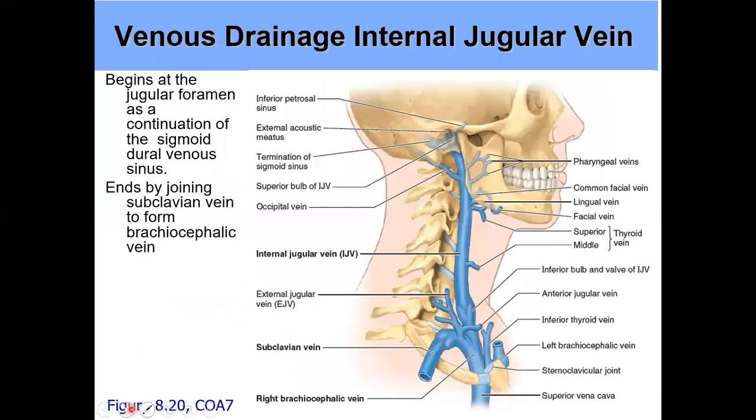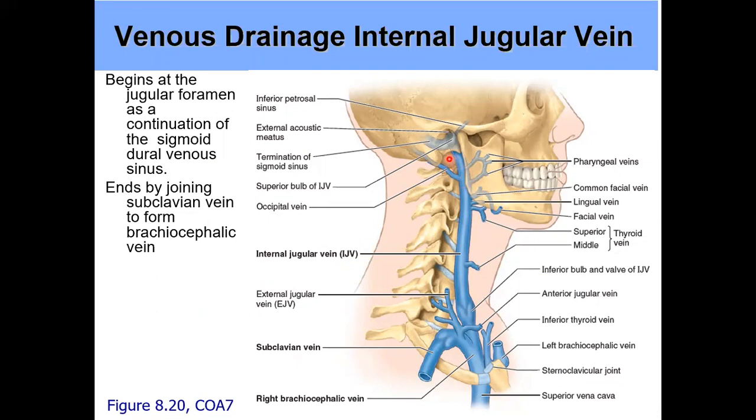All right, so venous drainage. So already talked about how your vertebral artery and your internal carotid artery give arterial blood supply to the brain. Well, venous drainage of blood coming out of the skull is via your internal jugular vein. You can see that right here.